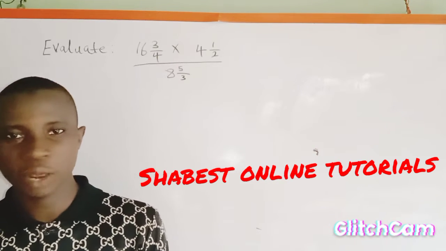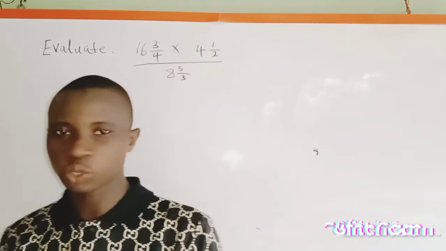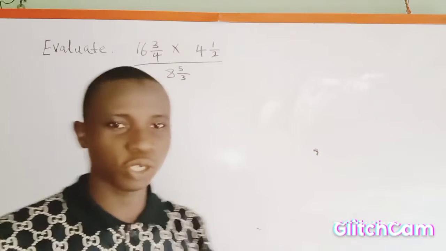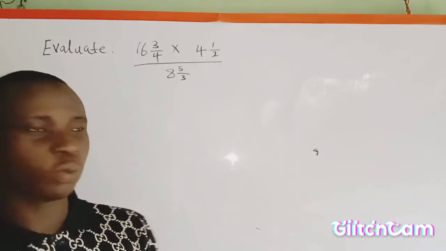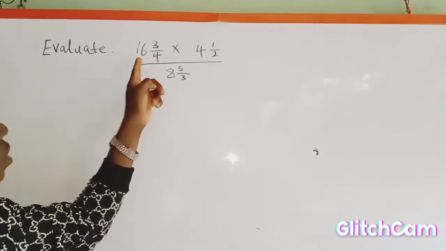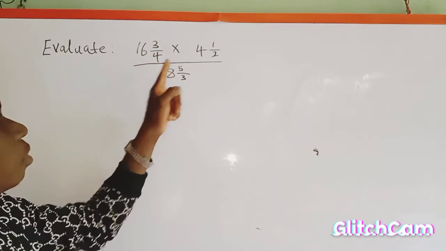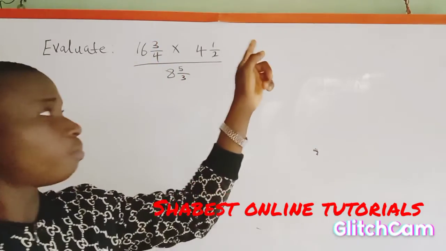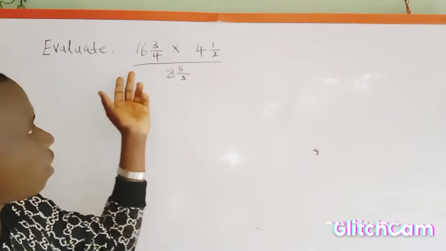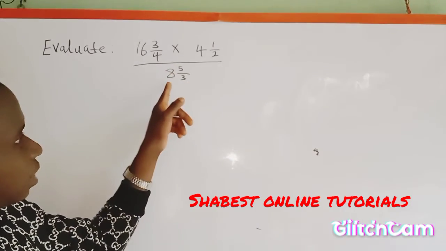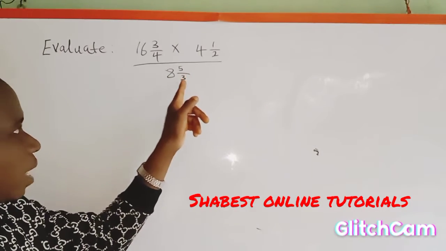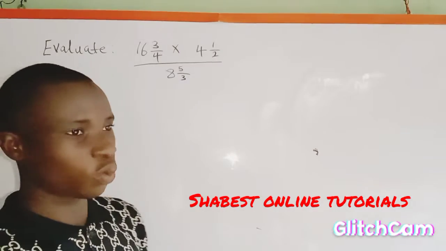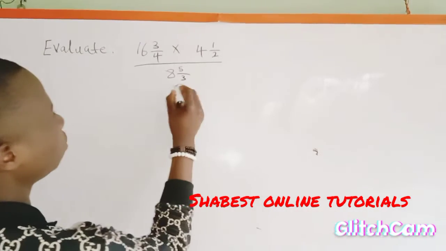In today's tutorial, we are going to learn how to provide a solution to this indices question on the board. The question says we should evaluate 16 to the power of 3 over 4 multiplied by 4 to the power of 1 over 2, everything over 8 to the power of 5 over 3. This is an indices question. So, solution.